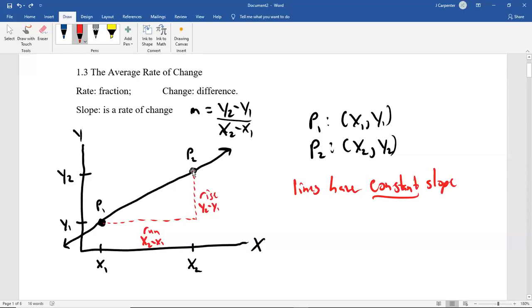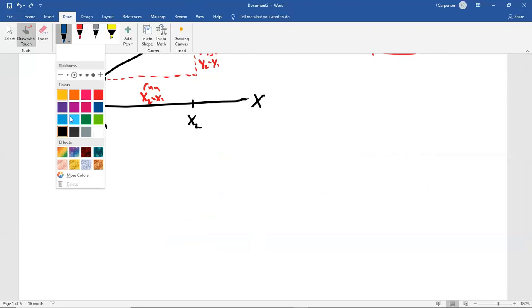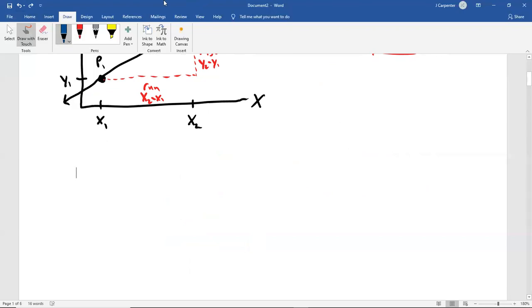So that's algebra. We're calculus students. So now we're going to get into curves. Once again, I don't know why it keeps changing me to blue, but it is what it is.